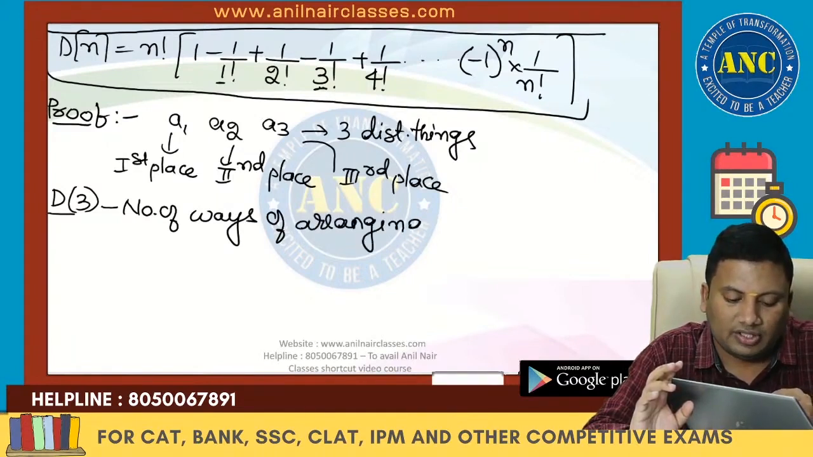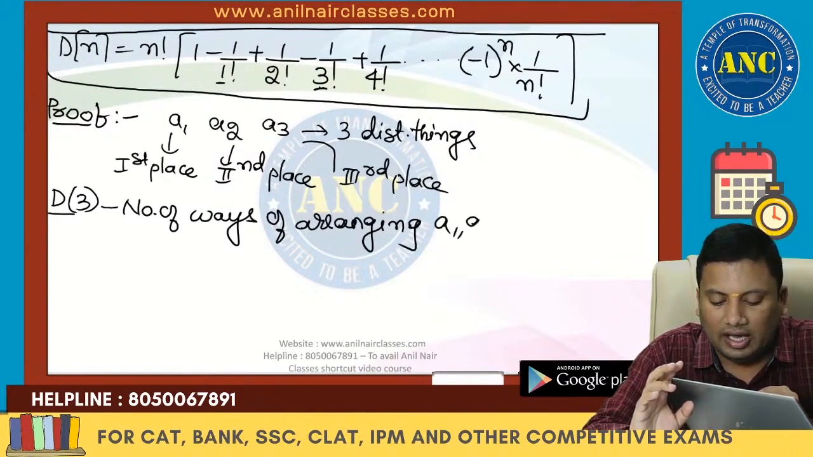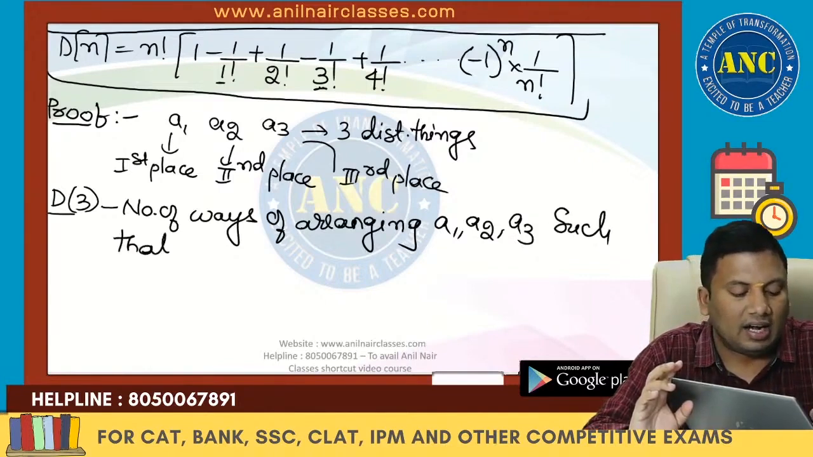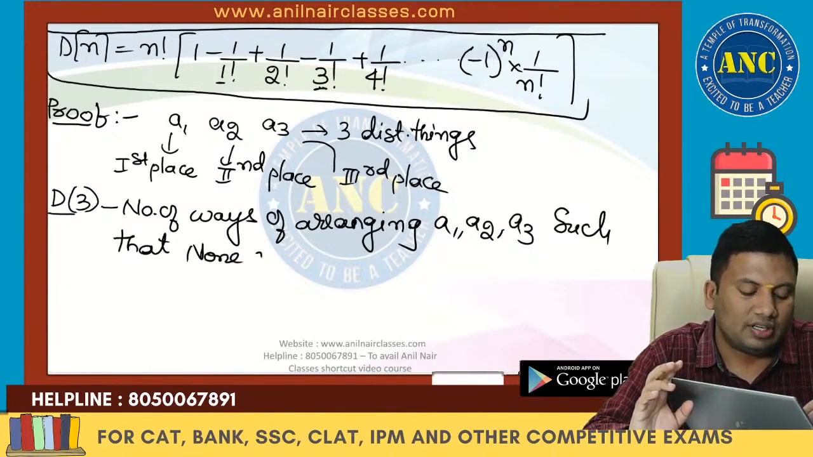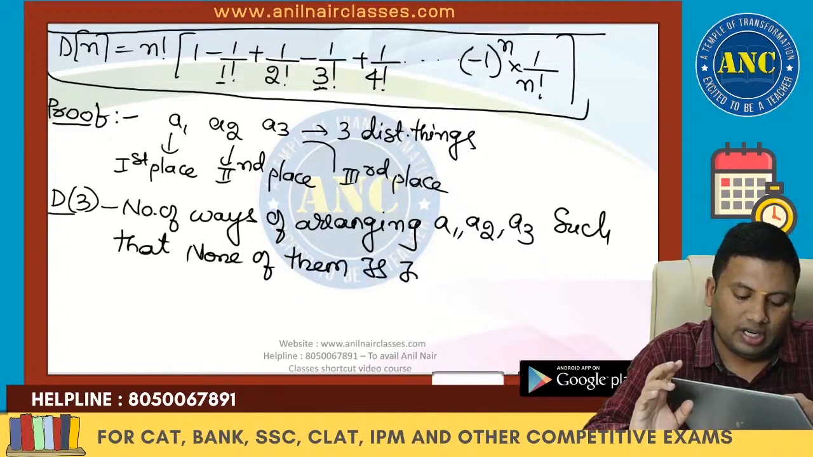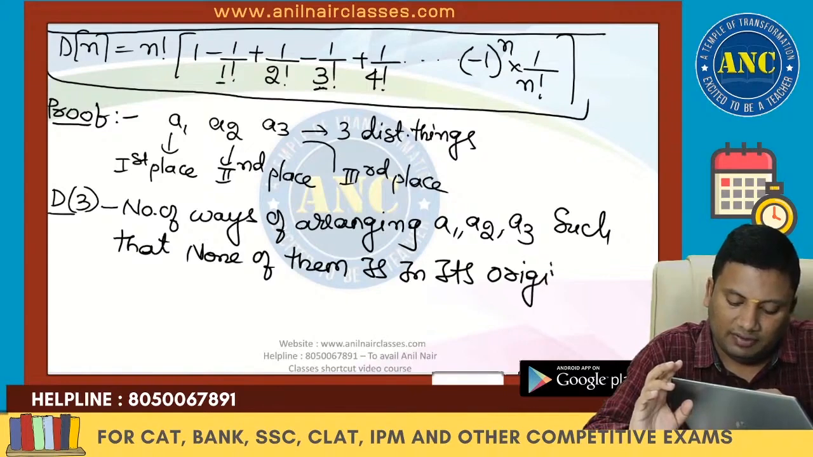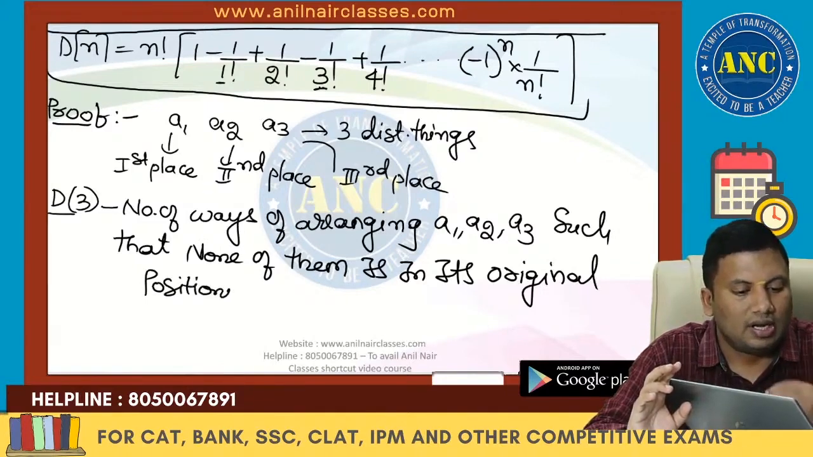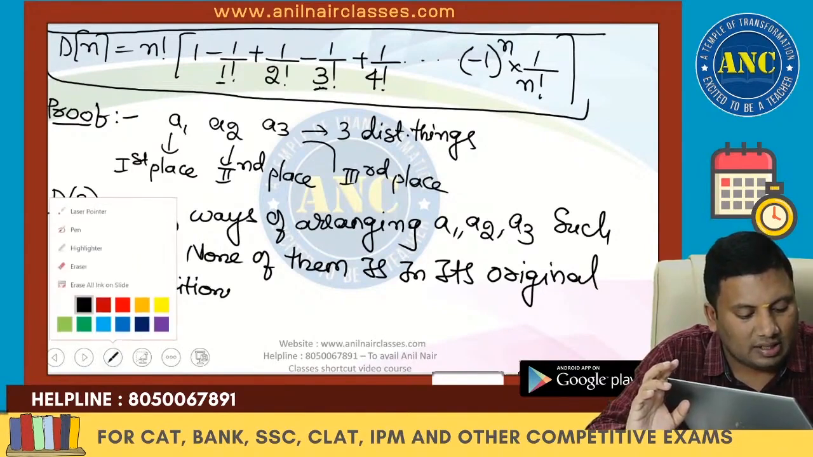Number of ways of arranging A1, A2, A3 such that none of them is in its original position. This is the definition of D of 3. None of them is in its original position. Now listen carefully. Let us see the proof.